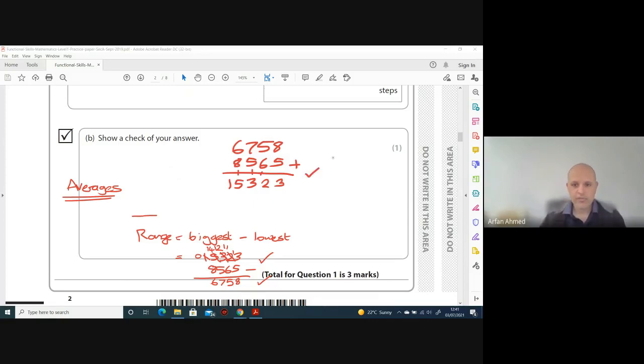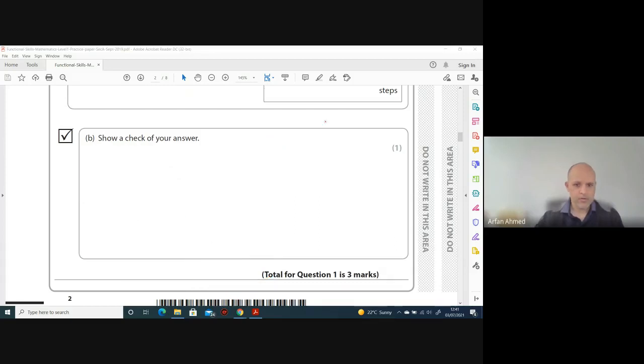So for your extra mark, you have to do the opposite. So whenever it says this, always do a reverse calculation. That comes up time and time again in the papers. Let's move on.